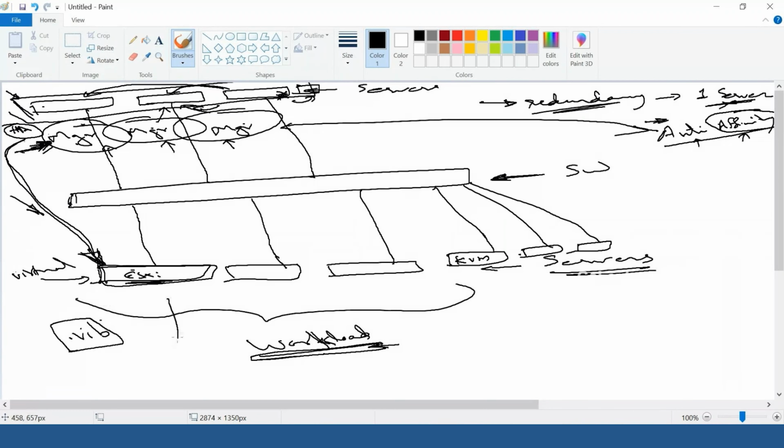Now we call him a transport node, a host which is prepared or installed to get the NSXT capability. That node we call a transport node.